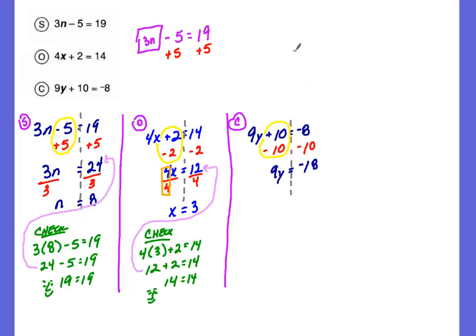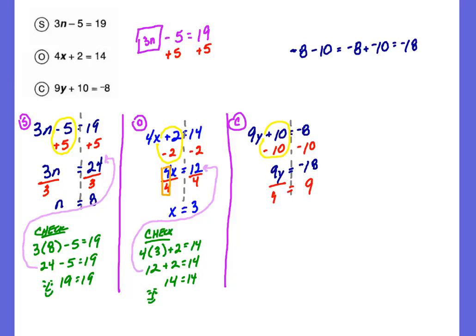If you need a reminder on that, if I say negative 8 take away 10, I can think of that as negative 8 plus negative 10. Well, 8 negatives plus 10 more negatives would give me 18 negatives. So now I know that 9 y's are equal to negative 18. I want to know how much is one of those y's.